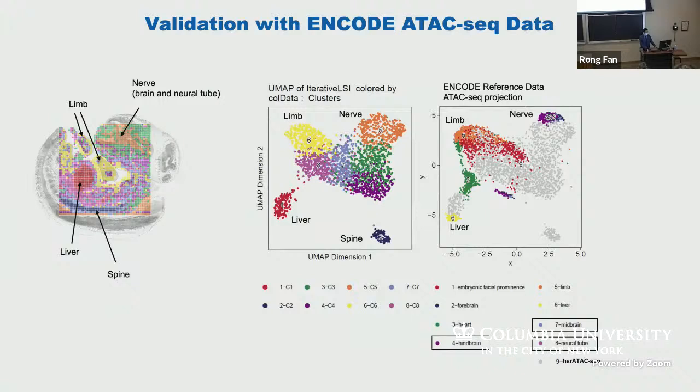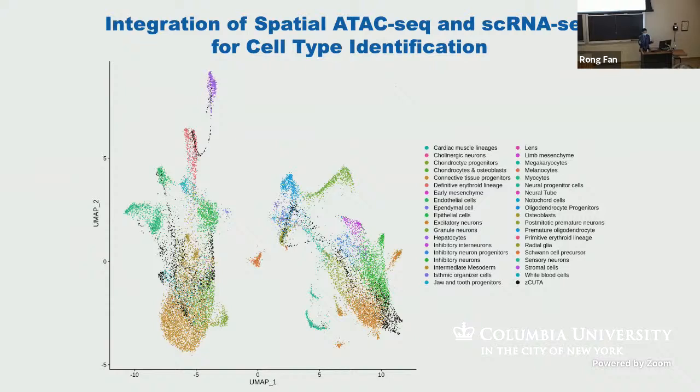So again, you can compare the data to the ENCODE reference data, the different organs from the embryonic mouse tissue, and they all match very well. But you see, we have much more granular information because we mapped out pixel by pixel rather than dissecting the entire organ to do the ATAC-seq. And so again, we're playing the same trick to integrate the spatial ATAC-seq data and the single cell transcriptome sequencing.